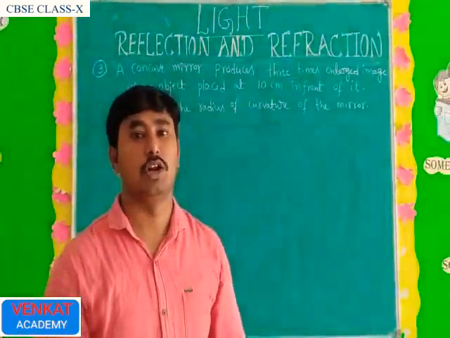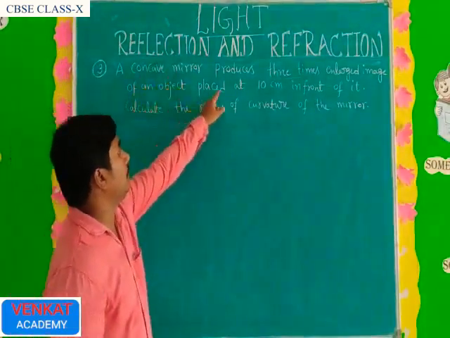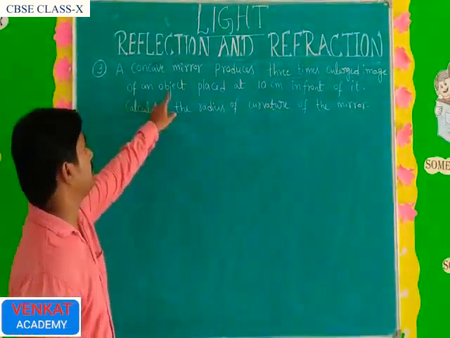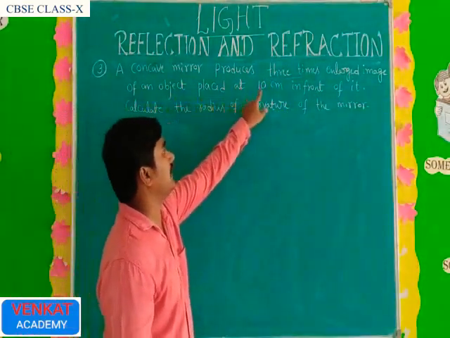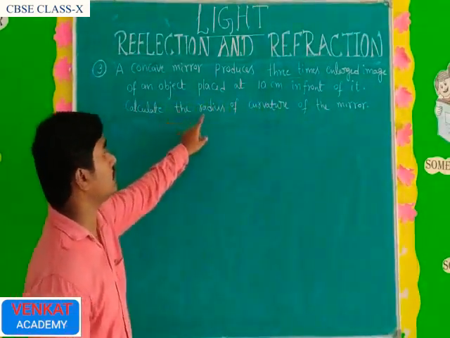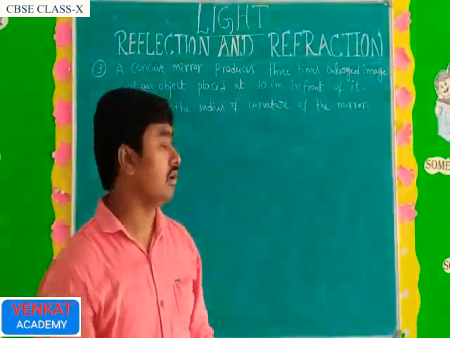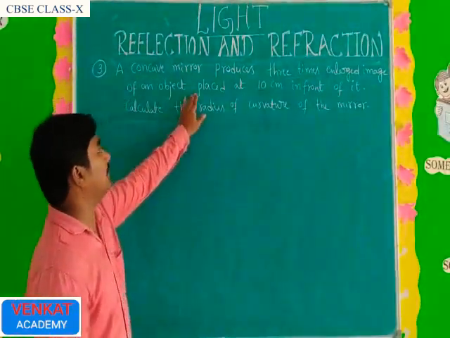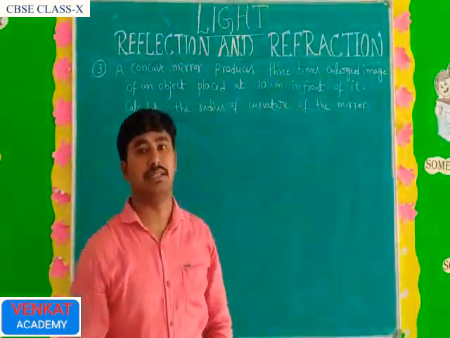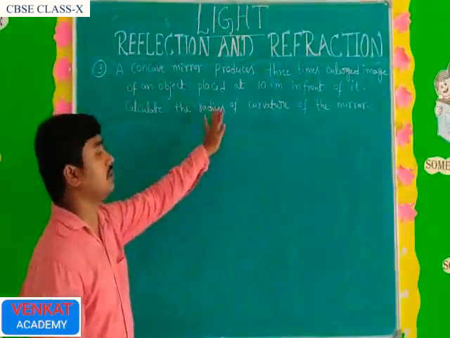Next, the third problem. The problem is: a concave mirror produces a 3 times enlarged image of an object placed at 10 cm in front of it. Calculate the radius of curvature of the mirror. Here only the object distance and the relation between image and object distance are given. Then they ask to find the radius of curvature.